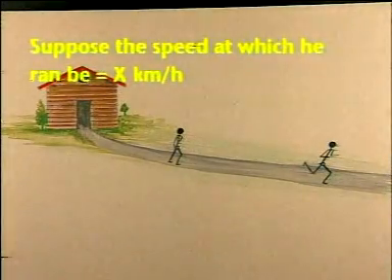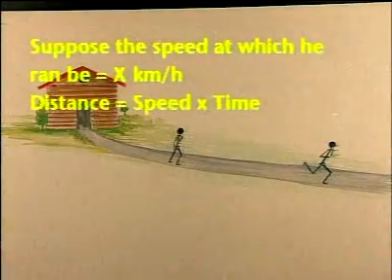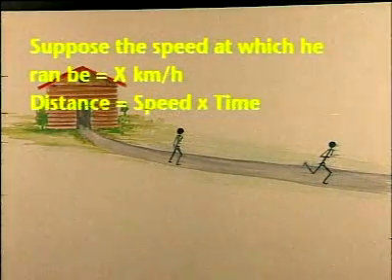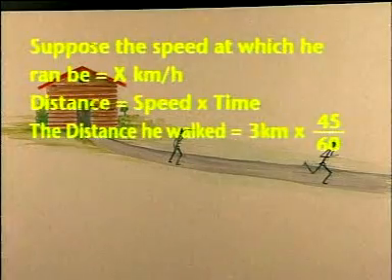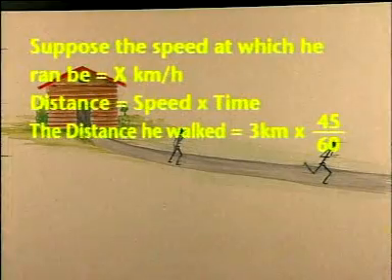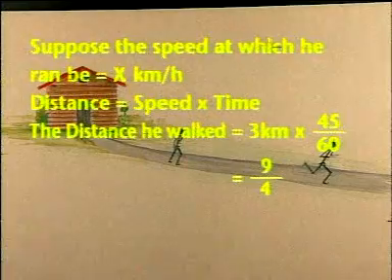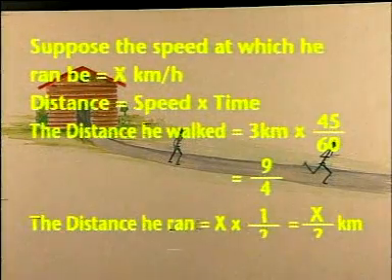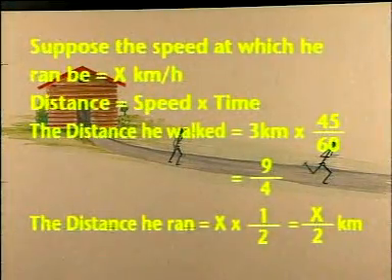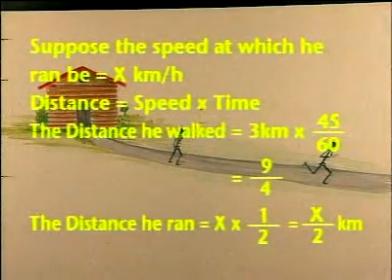Suppose the speed at which he ran is x kilometers per hour. We all know that distance is equal to speed into time. The distance the boy walked is equal to 3 into 45 divided by 60. This is equal to 9/4 kilometers. The distance he ran is equal to x into 1/2, which is x/2 kilometers.